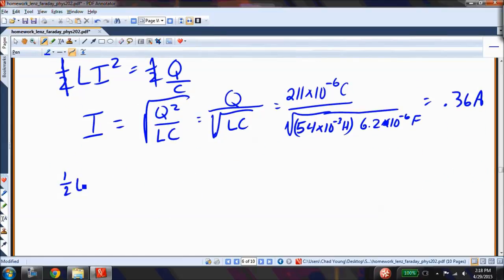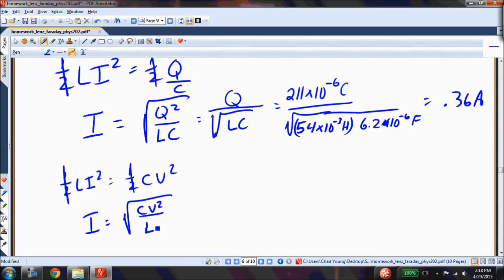By the way, you could have done this slightly different way if you wanted. You could have said 1/2 Li squared equals 1/2 CV squared, right? That would have been the same way. And I'm looking for I, the square root of CV squared over L, which is V square root of C over L. And if you put in those values, you also get 0.36 amps. This is just a different expression for the energy stored by a capacitor. Remember, because you substitute that Q equals CV into either one. Okay, that's number 6, and I'll come back for number 7.